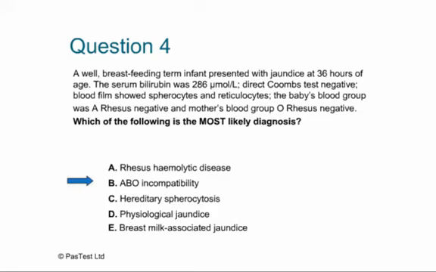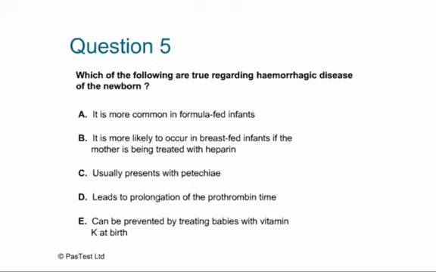Moving on to hemorrhagic disease of the newborn. Let's start with a question. Question 5. Which of the following are true regarding hemorrhagic disease of the newborn? A. It is more common in formula-fed infants. B. It is more likely to occur in breastfed infants if the mother is being treated with heparin. C. Usually presents with petechiae. D. Leads to prolongation of the prothrombin time. Or E. Can be prevented by treating babies with vitamin K at birth.